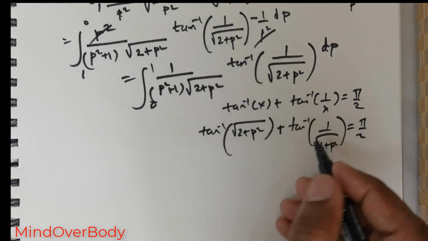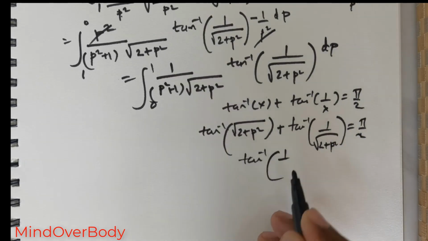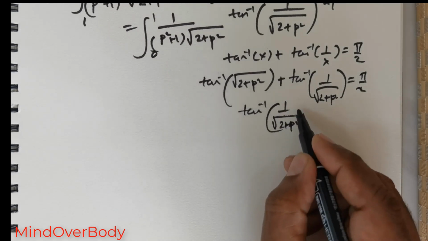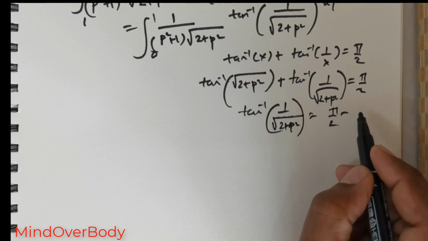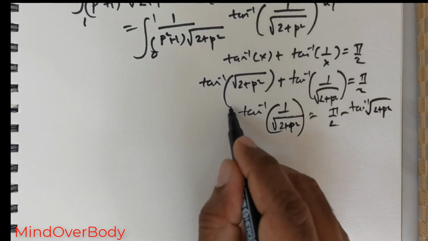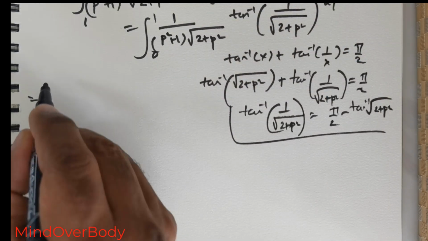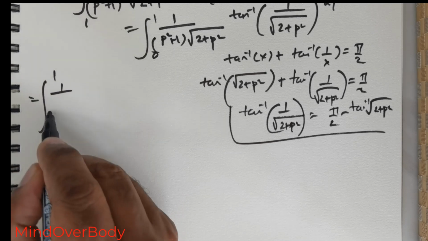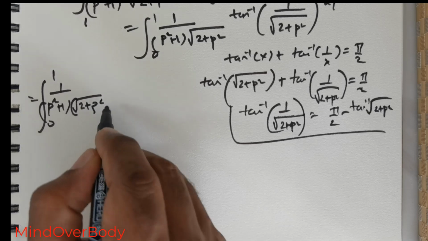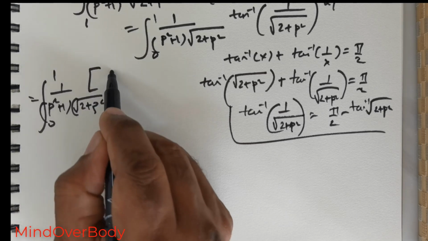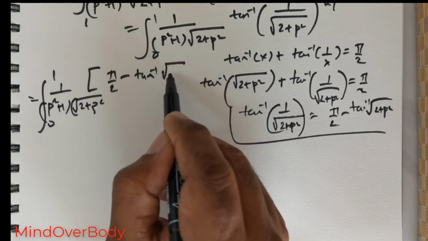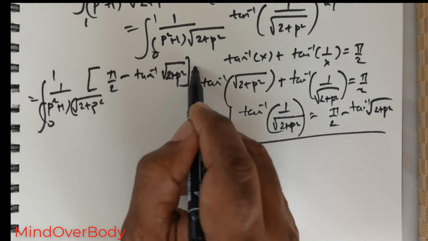So in place of this, I would like to apply tan inverse of 1 over, let me rewrite this, 1 over root of 2 plus p squared is equal to pi over 2 negative tan inverse of root of 2 plus p squared. So substitute that over here. So this is equal to the integral from 0 to 1 of 1 over p squared plus 1 times root of 2 plus p squared, times pi over 2 negative tan inverse of root of 2 plus p squared, times dp.